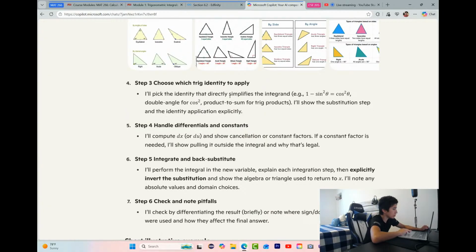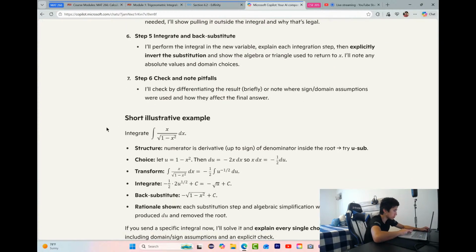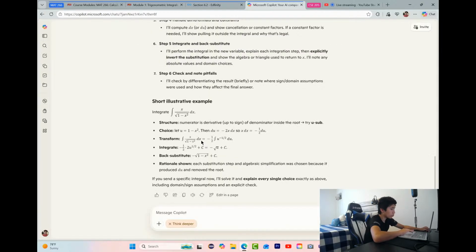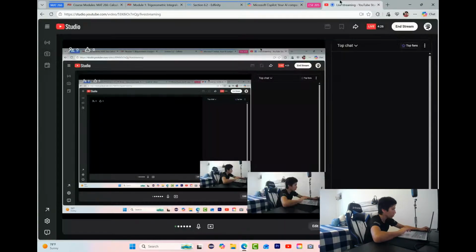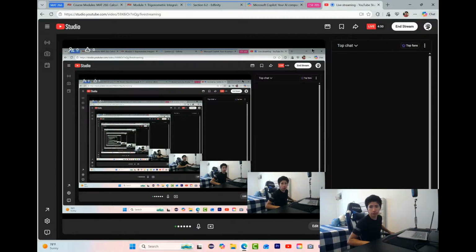Choose which trig identity to apply. Okay. Oh, that is also super important. I'm always confused why you choose to substitute for sine and not cosine, or the converse. Then handle differentials and constants, integrate and back substitute, check, and note pitfalls. Very cool. This structure looks super efficient. And I'm actually really excited for everything that I'm going to be learning.